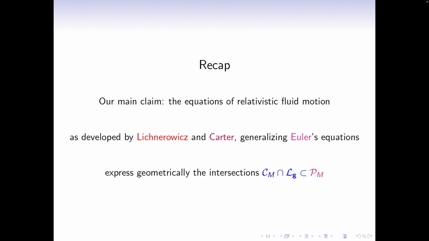We are seeking the points of intersection of two almost half-dimensional subvarieties. One of these subvarieties, which I call quasitropic, only knows about the geometry. By geometry here, I mean just the smooth structure of the space-time manifold in which the flow is propagating. And the second subvariety is Lagrangian, and it depends on the choice of the space-time metric and a function called the energy density, which for the purposes of this talk, I will take the minimal choice.